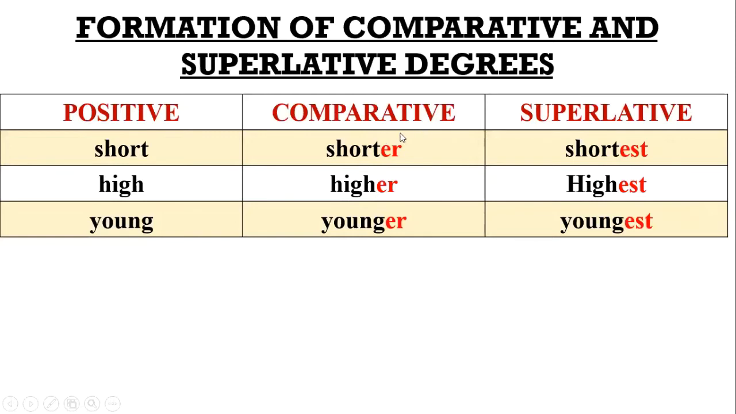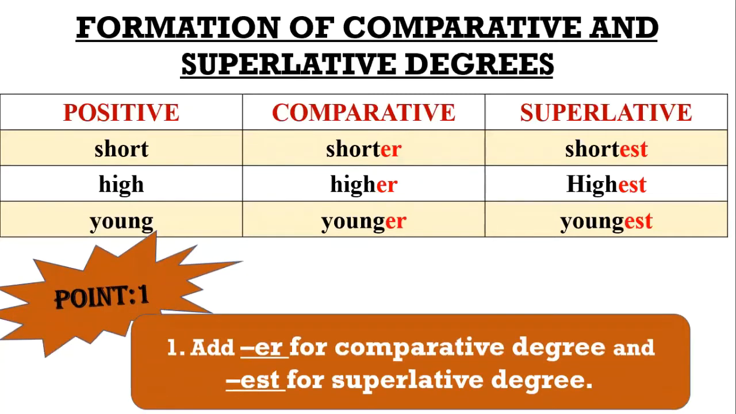Here you can see I mentioned in red, er is added for comparative and est is added for superlative. So by now you would have understood point number 1. Add er for comparative degree and est for superlative degree. So learn this point, children. First point is the easiest point, er for comparative degree and est for superlative degree.